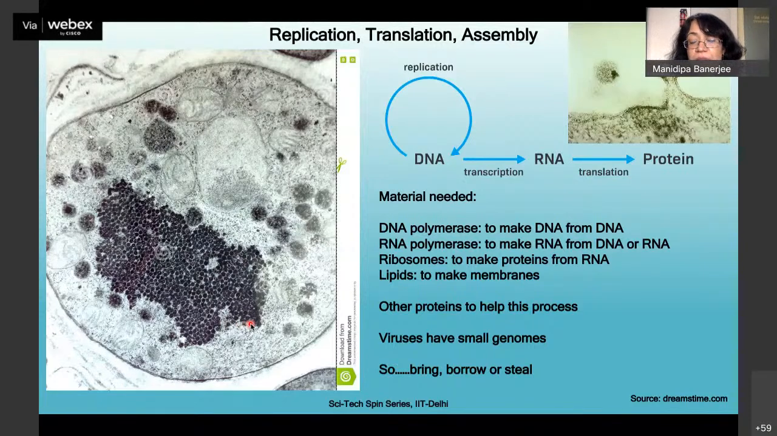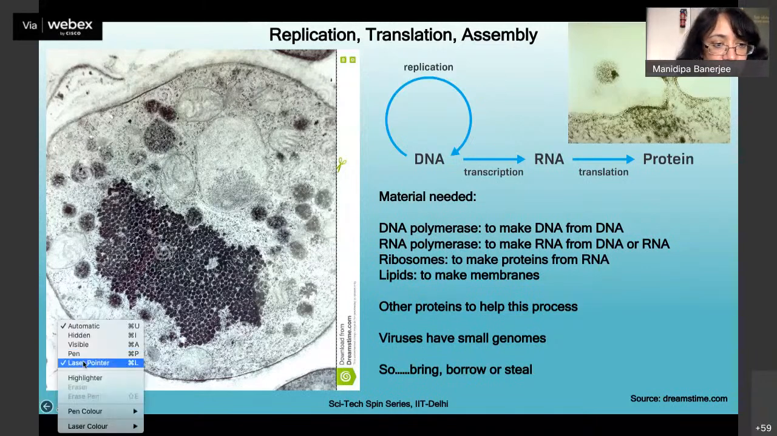And obviously, since the virus is bringing very little, but it's borrowing and stealing from us, we are now at a disadvantage, because our cells now cannot sustain, because our resources have been taken over by viruses. Another very important thing, I think this image is somehow not showing up. Let me try to show it to you.